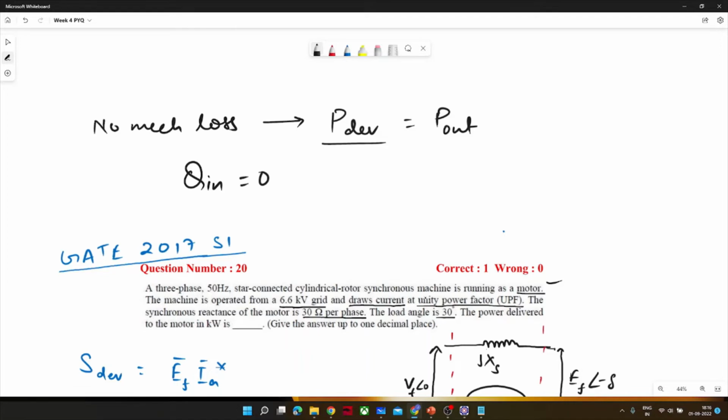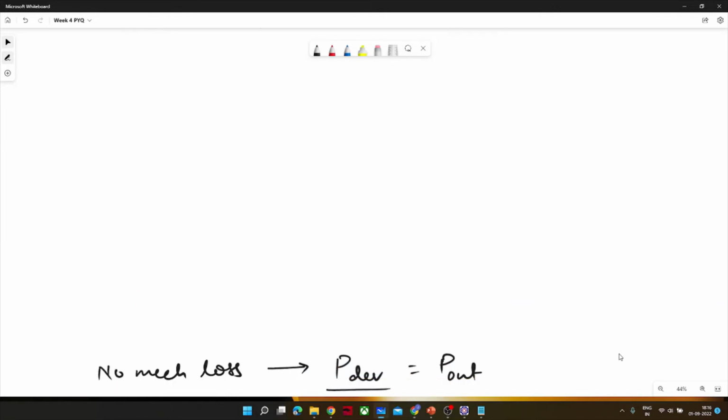So first of all, we should always keep in mind the power flow in the motor. First of all, input electrical power would go to the motor. Electrical losses, what are they? Copper loss, core loss.